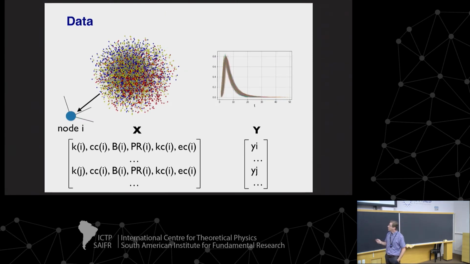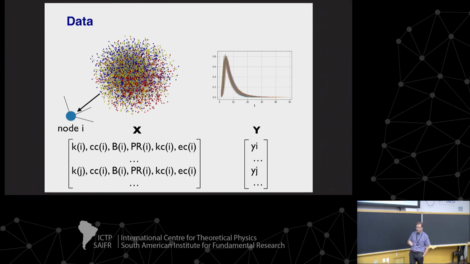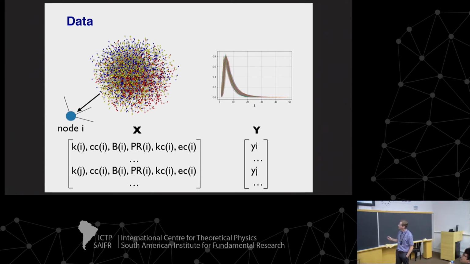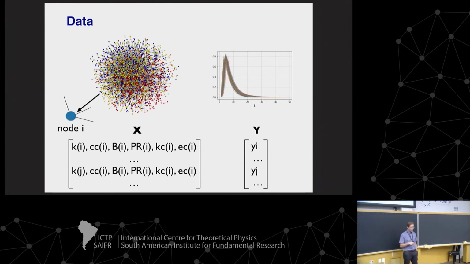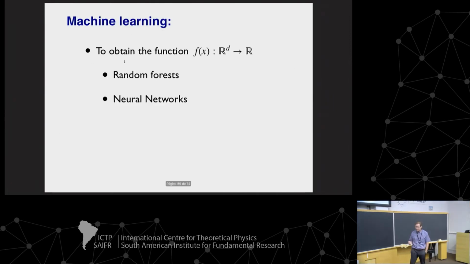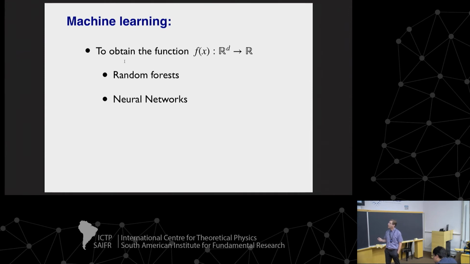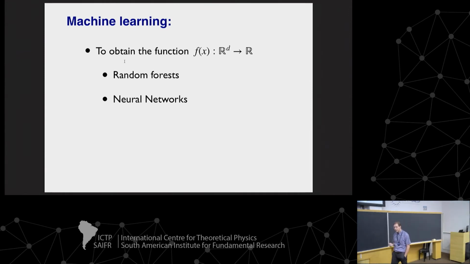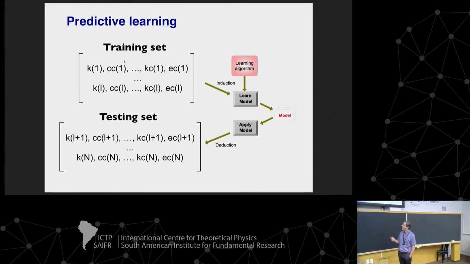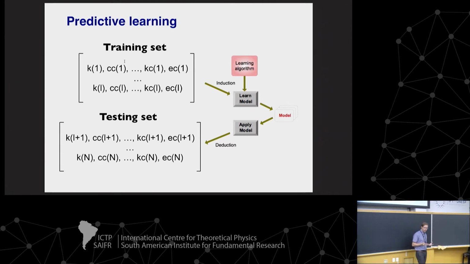So what we did is to assume that for each node, we have a set of attributes, for instance, degree, clustering, betweenness centrality, PageRank, k-core, and several other measures, okay? This is my output, which can be, for instance, the fraction of infected nodes in the epidemic spreading, or the state of the oscillator. To evaluate this function, we consider random forest and neural networks, okay? And then we have a training set and a testing set. Then we have to provide some examples to our learning model.